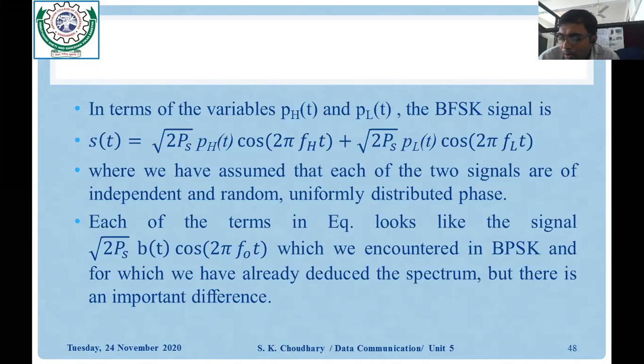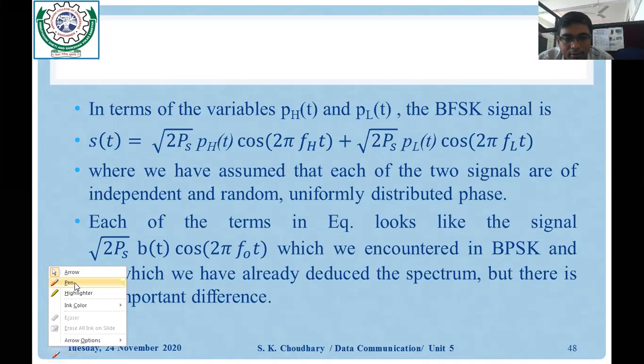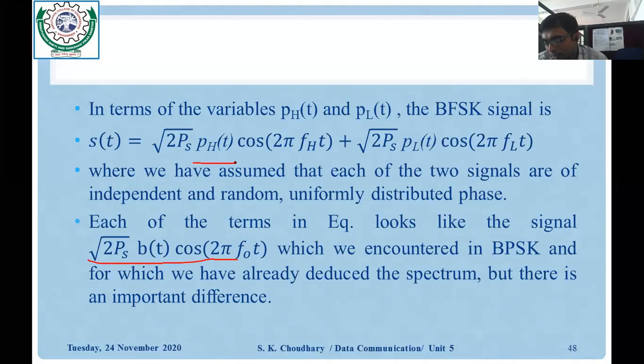If you have to see the difference between this BPSK signal and BFSK signal, this is the equation of the BPSK signal, and this is the equation of the BFSK signal. If you have to find a difference, there is a very minor difference of the PH and PL.